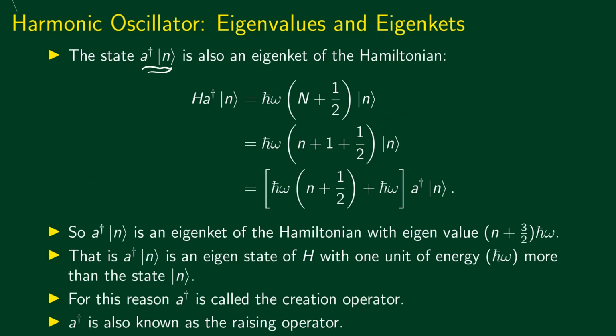Similarly, the state A dagger ket n is also an eigenket of the Hamiltonian. We can find the corresponding eigenvalue equation just as before, and we find that H acting on A dagger ket n is equal to h bar omega times n plus half, plus h bar omega, multiplying A dagger ket n. We see that A dagger ket n is a state with an amount of energy h bar omega more than the state ket n. Let me repeat, we find that A dagger ket n is an eigenstate of the Hamiltonian with 1 unit of energy h bar omega more than the state ket n.